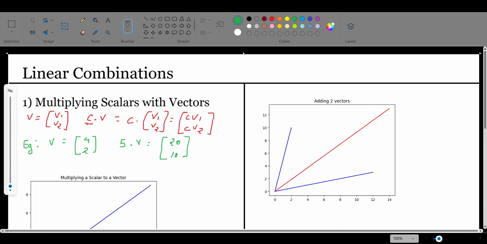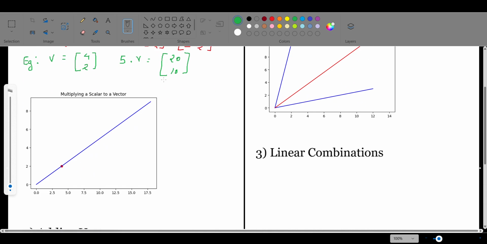Okay. Now let me show you the same thing over here. You'll see this red dot. This red dot symbolizes v, which is 4 comma 2. So it's this sort of a vector. And over here at the top is 20 comma 10. So what you'll notice is that the distance from 0 has changed. The magnitude has changed, but the line still stays the same. In this case, even the direction is the same.